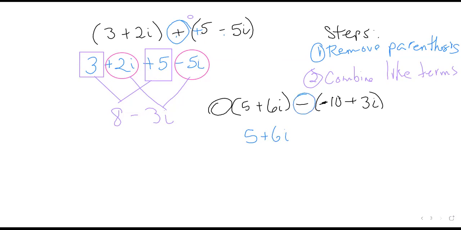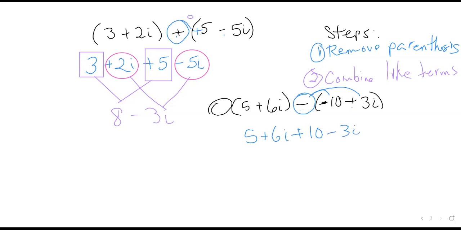Now I need to distribute that negative sign. All that means is I multiply everything by a negative. So a negative and a negative give me a positive, so plus 10. A negative times a positive gives me a negative, so a negative 3i.